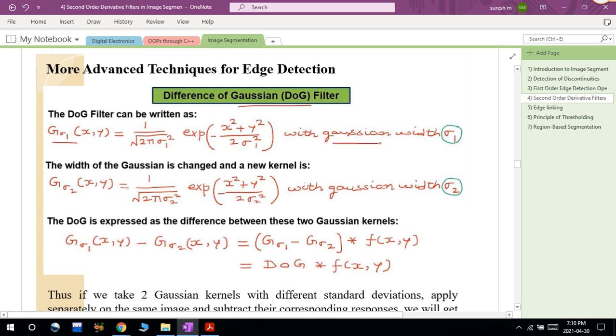I will take the first Gaussian width, that is your standard deviation, as sigma 1. For this sigma 1, the Gaussian filter is 1 by square root of 2π sigma 1 square, exponential of this one. And then the width of the Gaussian is changed to a new value. That is nothing but I will change the Gaussian width to another standard deviation, that is sigma 2.